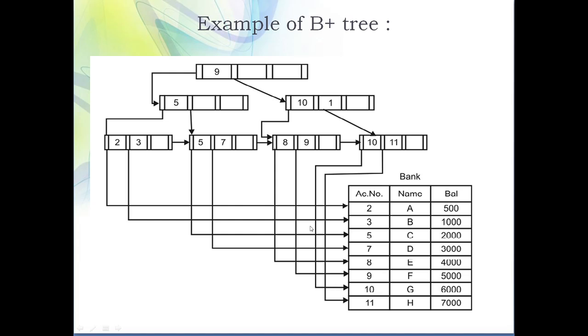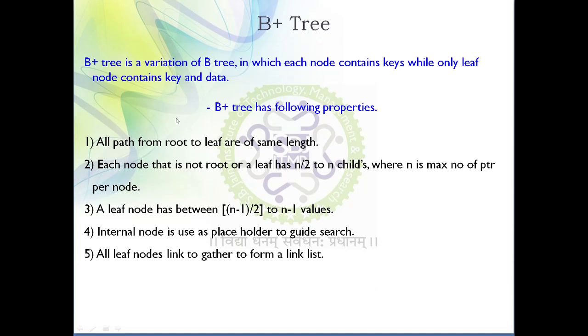So this is the major difference between B-tree and B+tree. So B+tree is a variation of B-tree. We can say it's an advanced version of B-tree, because plus means what? Some additional thing will be there. So this is the additional thing.